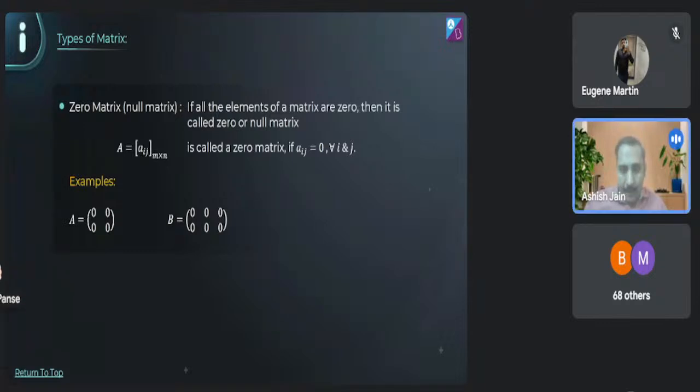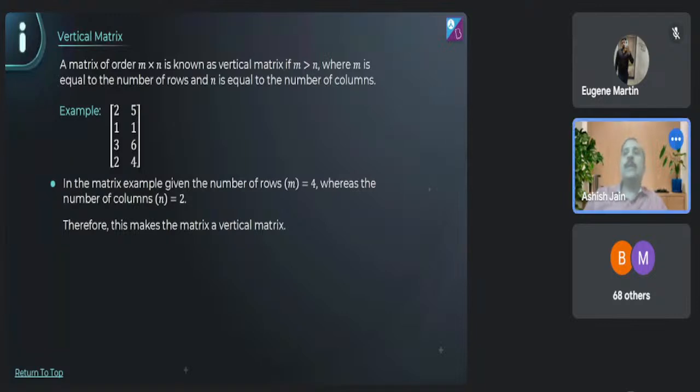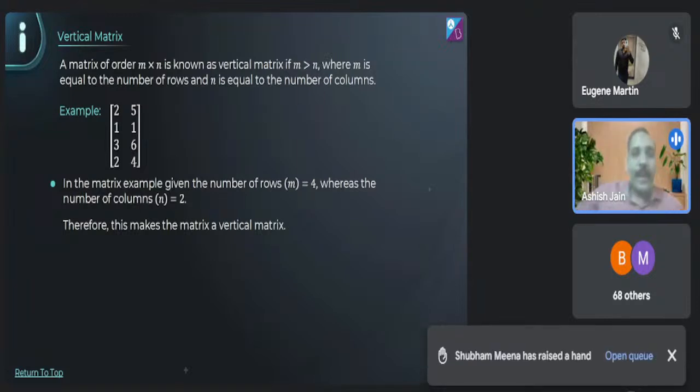Yes, sir. All right. Now, another type of matrix is called a vertical matrix. In a vertical matrix, what happens? We have more elements towards its height. This is called a vertical matrix, right? That means m is greater than n. That means it has more rows than columns.